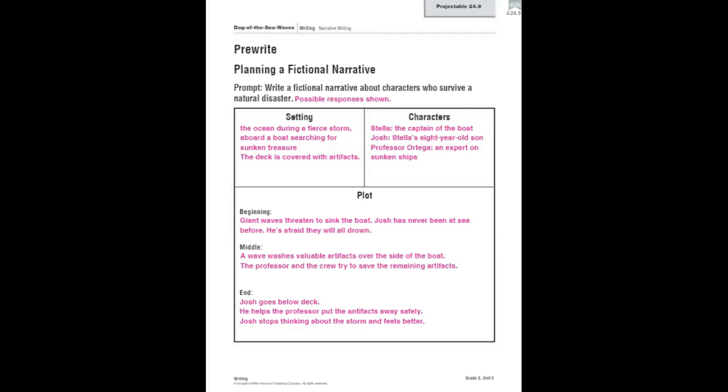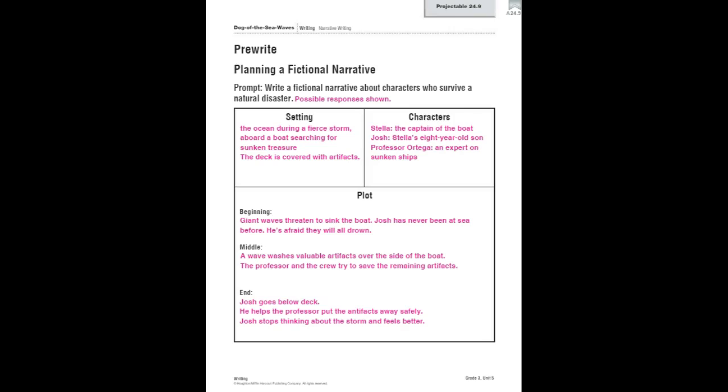This is writing video one. I am just showing you our pre-writing organizer that we used last week to begin planning our fictional narrative. Remember, we were writing a fictional narrative about characters who survive a natural disaster. Okay, and this is just an example of one that they had from last week. So that's why I'm showing this to you, but you should have your completed pre-writing planning sheet ready to roll this week.